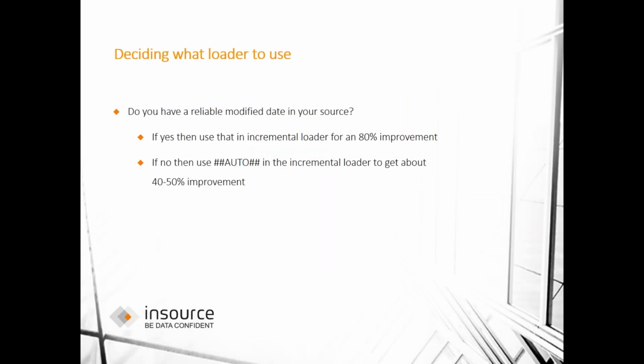So how do you decide which incremental processing to use? As I've touched upon, if you've got a reliable modified date in your source system, use that. If you don't, then use the hash auto. You can use a combination of both across loaded tables. If you've got a table that you're happy with the modified date in, use it on that one. If you've got a table that you're not, then just go to auto for that one. It really depends on your implementation.